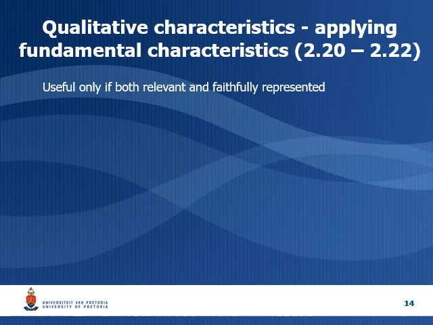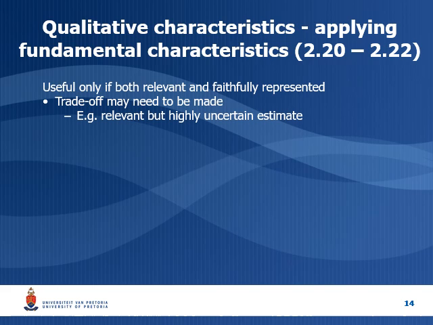For financial information to be useful, it must both be relevant and provide a faithful representation. Relevant information that is presented unfaithfully or irrelevant information that is presented faithfully will not be useful. Now, sometimes a trade-off between these two characteristics may need to be made. For example, when the most relevant information is a highly uncertain estimate. Okay, so the information is relevant, but faithful representation might be questionable due to the high level of uncertainty.